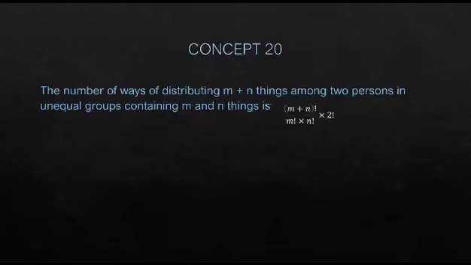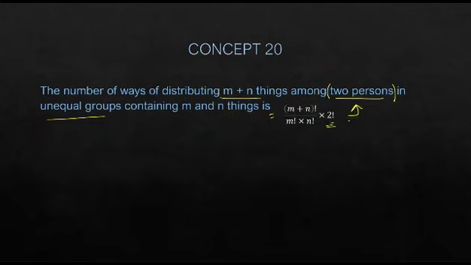Now concept number 20 is pretty similar. The number of ways of distributing m plus n things among two persons. Here we need to distribute these m plus n things among two persons and not just into two random groups, right? Not two or three or more than that. In unequal groups, again the same case, unequal groups containing m and n things is this. So here the difference is just that we need to multiply by 2 factorial. Why 2 factorial? Because we have 2 persons.